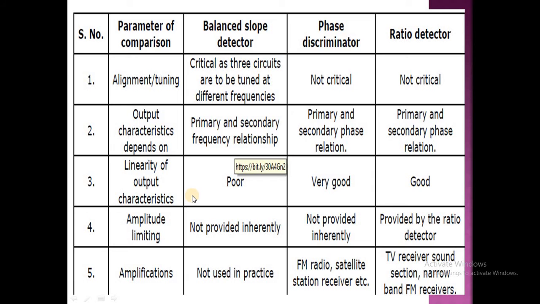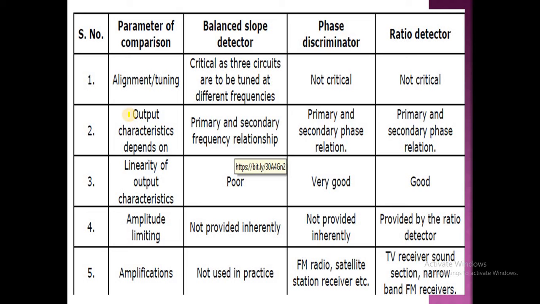So these are the various detectors used in case of an FM. The detectors are the balanced slope detector, the phase discriminator and the ratio detector. So see the differences between these detectors. All these detectors are used to detect the FM signal only.